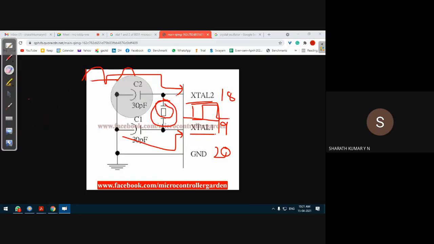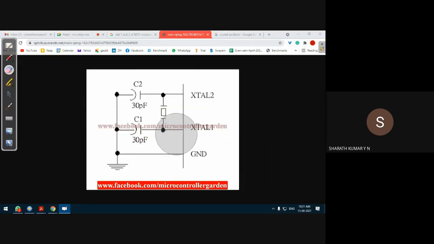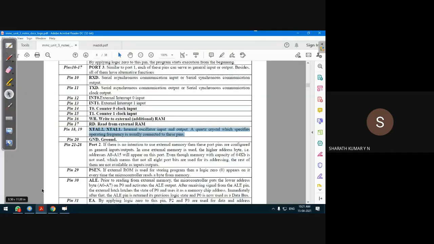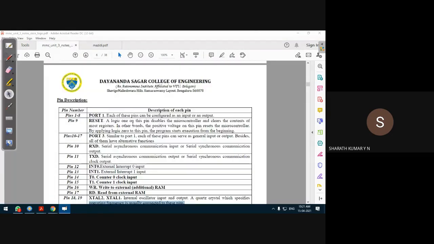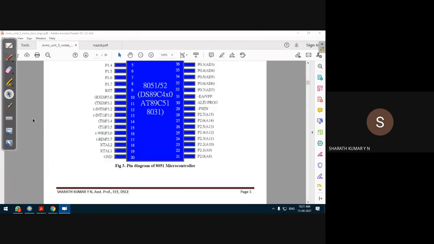So that's how these two pins are used. XTAL, as the name suggests, means external oscillator. That is the meaning of the XTAL1 and XTAL2 pins. Basically it makes use of two pins. You can see here also the internal oscillatory input and output. A quartz crystal which specifies the operating frequency is usually connected to these pins. So that's about these two pins, XTAL1 and XTAL2.